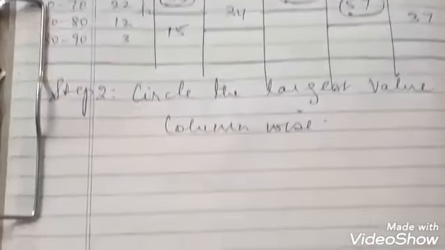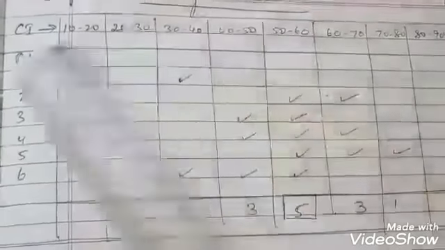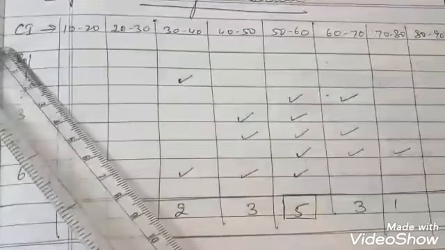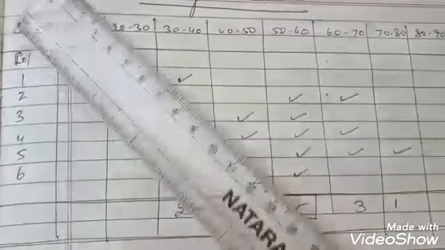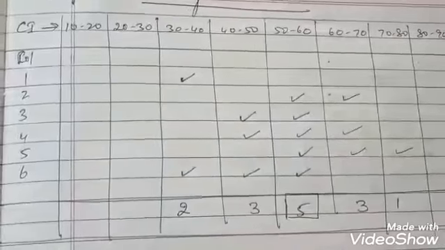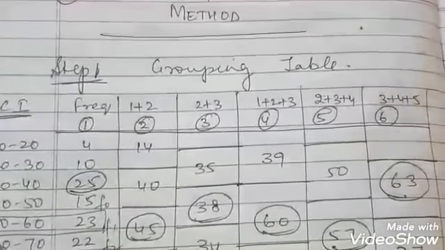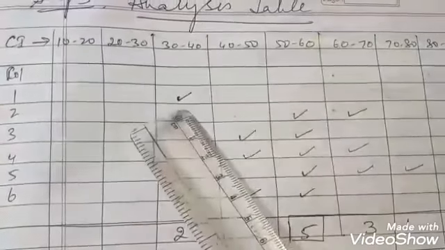The third step would be estimation of your analysis table. Analysis table also you will do exactly the way you did in the discrete series here. Only thing is you will put the class intervals here. If you remember, in that particular discrete series we had put X here. So you put your class intervals here, and here you put your columns, 6 columns. Now if you look here, the highest value in your grouping table in the first column is 25. 25 lies in 30 to 40. So we gave a tick to 30 to 40.